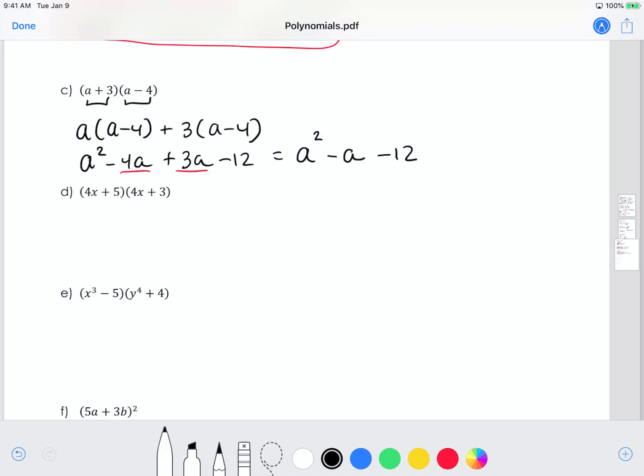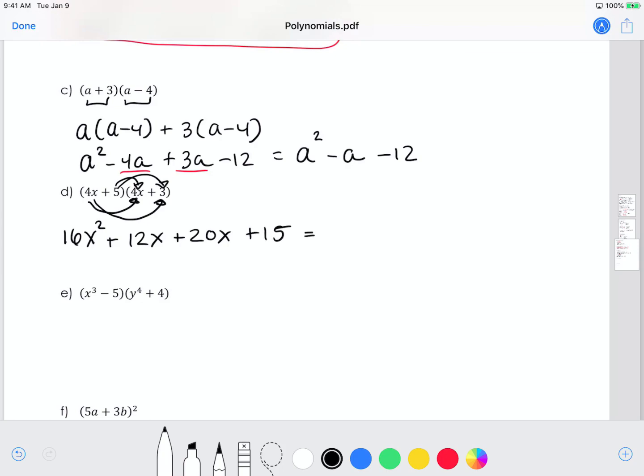Example D, same thing. We've got a binomial times a binomial. So I'm going to take 4x times 4x. That gives me 16x squared. Then I'm going to take 4x times 3. That gives me 12x. Then I'm going to take 5 times 4x. That gives me 20x. And then 5 times 3, which gives me 15.